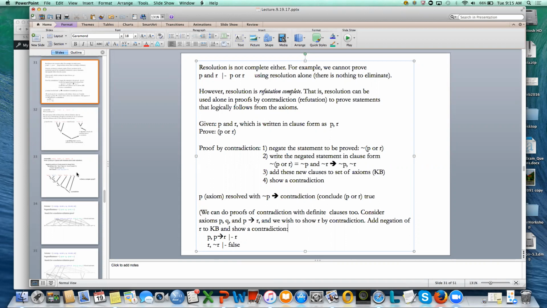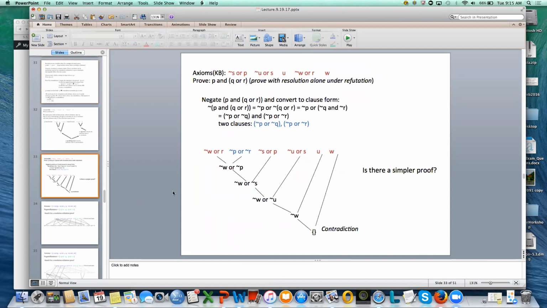You can go back and look at that, but let me get to resolution. Here is the statement we want to prove. What we would do is negate the expression we want to prove. We would convert it to clause form using the steps I've talked about earlier.